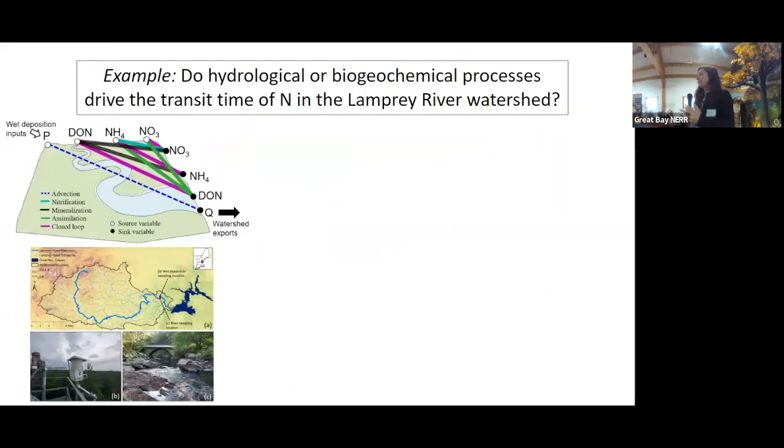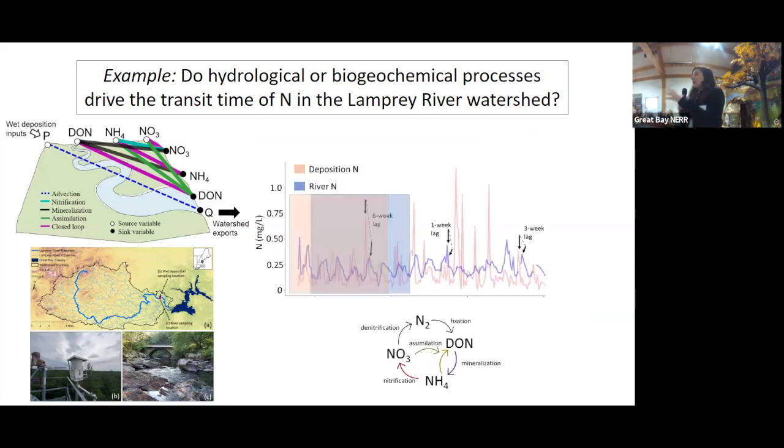So I'm going to provide an example of how we're using this approach for understanding nitrogen transit times in the Lamprey River watershed, and whether this is driven by timescales that are more relevant to hydrology or biogeochemistry. And so what we do is we take the long-term record of our rain nitrogen coming in and our river nitrogen leaving within the Lamprey River watershed. And we combine these time series to reflect different probable nitrogen cycling that's happening.